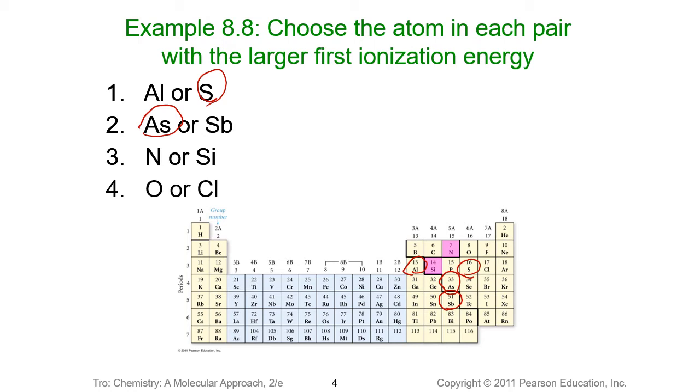If we look at nitrogen and silicon, nitrogen is further up and to the right than silicon, so it would have the larger first ionization energy. How about oxygen and chlorine? Well, these are opposing each other, so it's difficult to tell which would have the larger first ionization energy just looking at our general trend. So this one is difficult to tell.